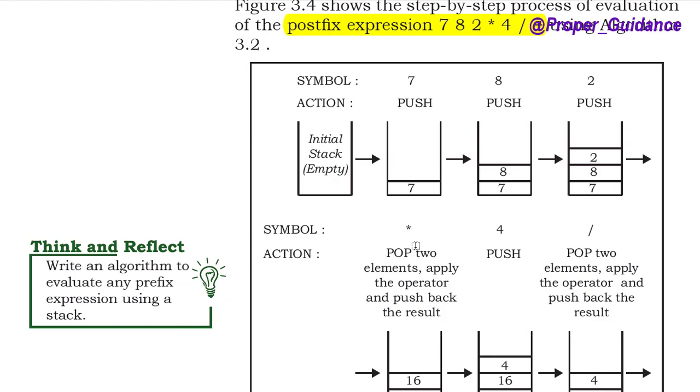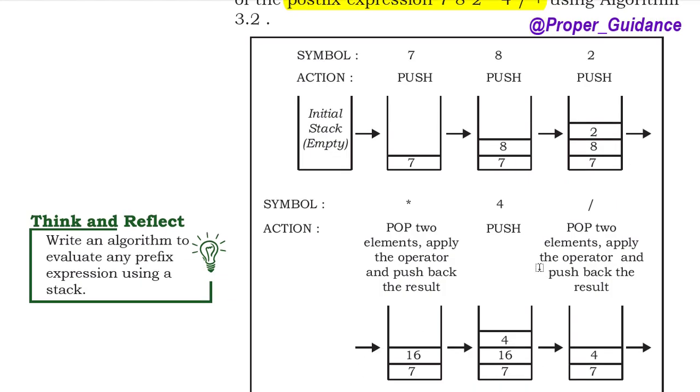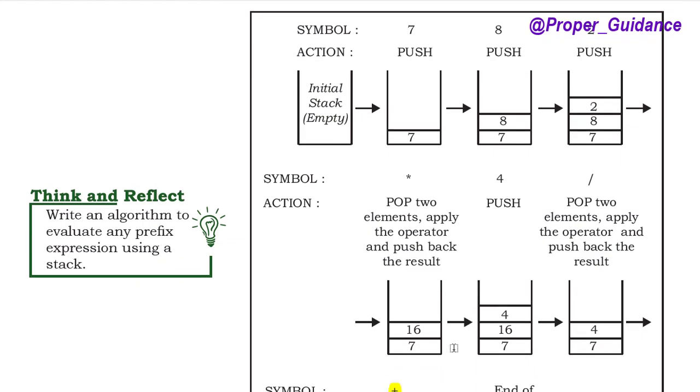These are the operands 7, 8, 2, and when we get an operator symbol, that is asterisk here, pop two elements, apply the operator and push back the result. So the two elements from the top of the stack are 2 and 8, and the operator is multiplication. When we multiply 2 and 8, we will get 16, right? Then push the resultant value 16 in the stack again.